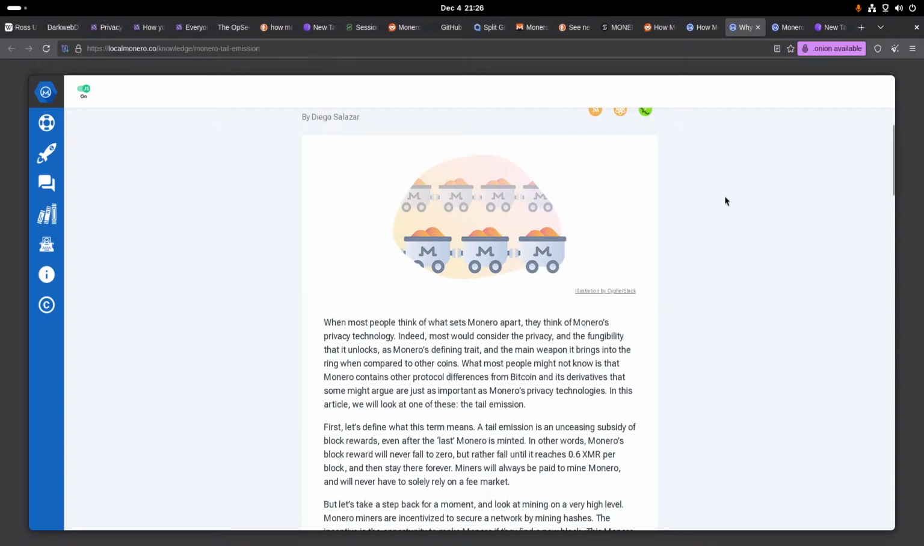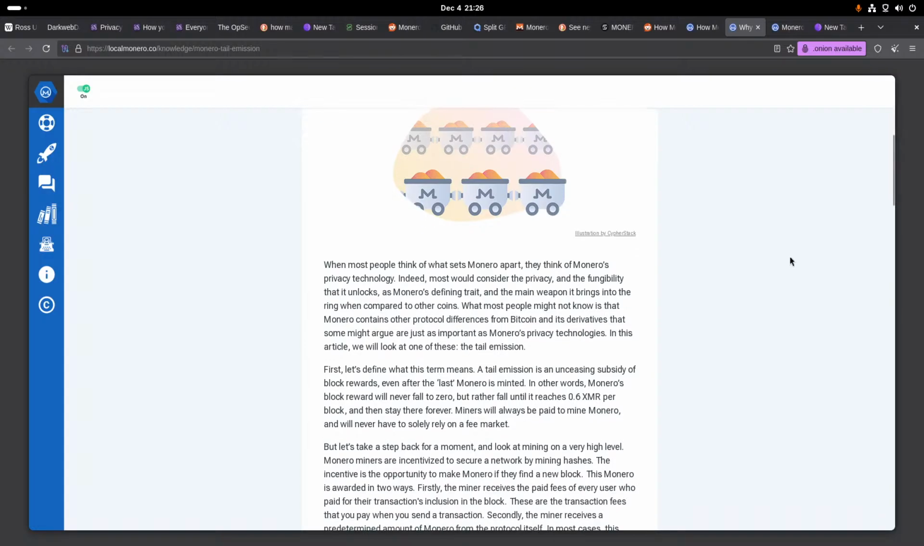When most people think of what sets Monero apart, they think of Monero's privacy technology. Indeed, most would consider the privacy and the fungibility that it unlocks as Monero's defining trait and the main weapon it brings to the fight compared to other coins. What most people may not know is that Monero contains other protocols, different from Bitcoin and its derivatives, that some might argue are just as important as Monero's privacy technologies. In the article, we'll look at tail emissions.